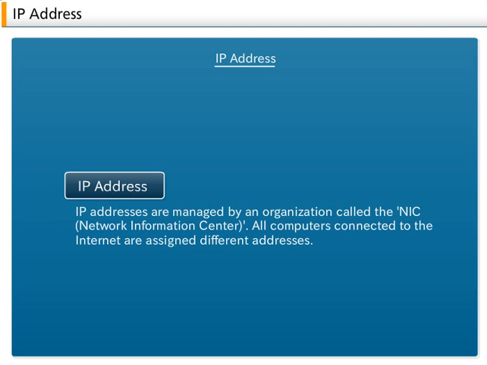IP addresses are managed by an organization called the NIC, Network Information Center. All computers connected to the Internet are assigned different addresses.